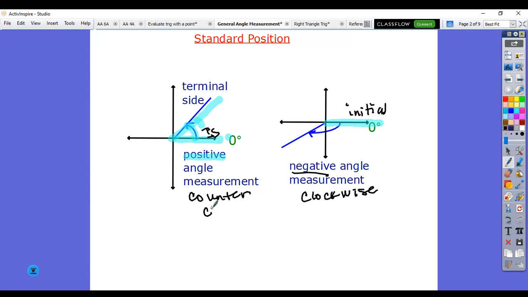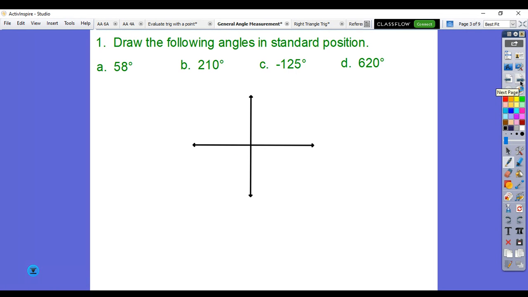Counterclockwise, hopefully you guys even know what that means. Going the direction of a clock goes this way. Opposite of the clock goes this way. So going this way is positive and going down is negative. All right, so the first thing we're going to do is just draw angles.